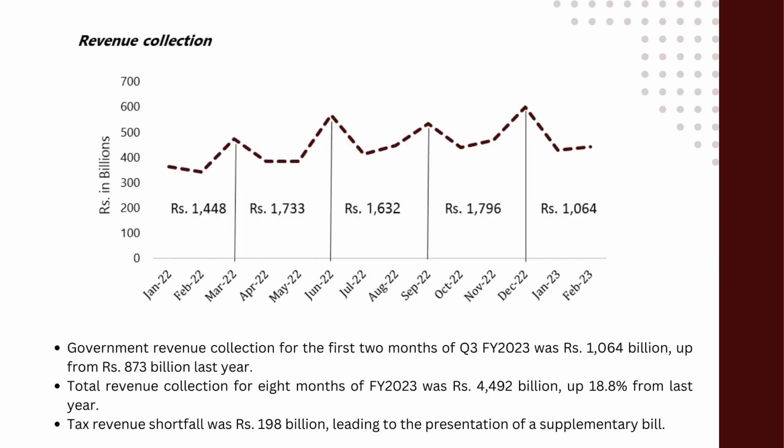Next indicator is revenue collection. The government was able to collect around 1 trillion in the first 2 months of the third quarter of fiscal year 2023 as compared to 873 billion last year. So there is some improvement in revenue collection. And if we look at the performance in the first 8 months of fiscal year 2023, then the government collected around 4.5 trillion rupees, which is around 19% higher than last year. But still, there is a shortfall of around 200 billion, and that prompted the government to introduce the finance supplementary bill to increase the taxes and generate more revenues.